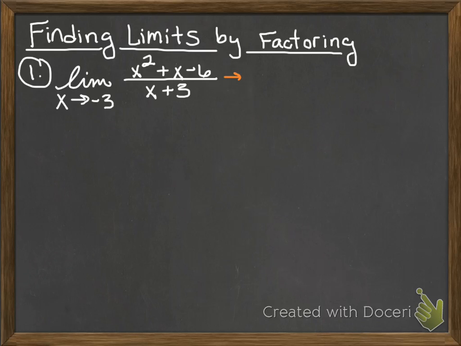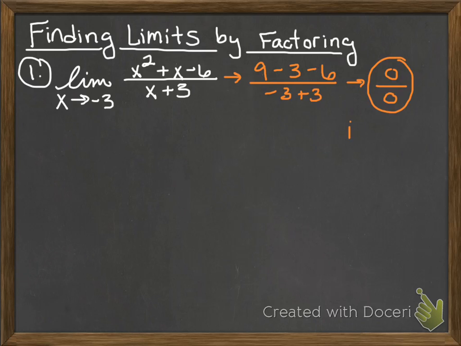So if I were to plug in -3 for all of my x's, -3 squared is +9, and then plus x would become -3, and then I would bring down the -6. And then in the denominator I would have -3 plus 3. Now at this point in time, it really doesn't matter what I get for the numerator, although it will give me a 0. But more importantly, I have a 0 in the denominator, which is a problem because we cannot divide by 0.